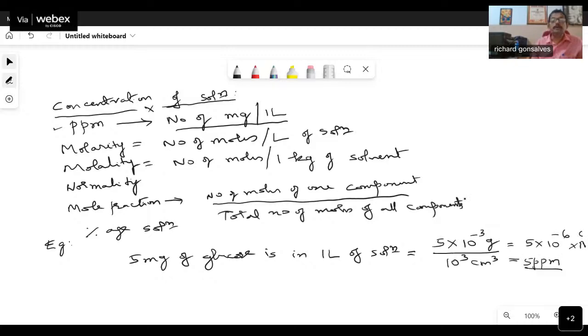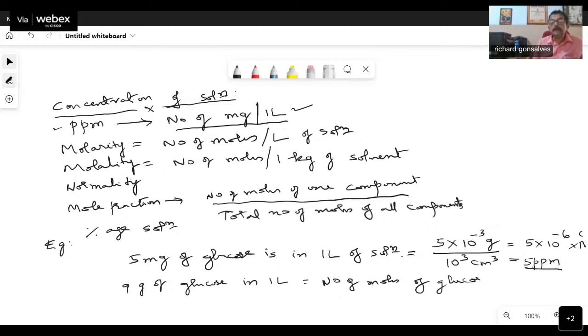Therefore, I already told you number of milligrams per liter. Therefore, my 5 milligrams in 1 liter is 5 ppm. 10 milligrams in a liter will become 10 ppm, like that. We'll go to the second one, molarity. I will take, let us say, 9 grams of glucose in 1 liter. 9 grams is how many moles? Number of moles of glucose.